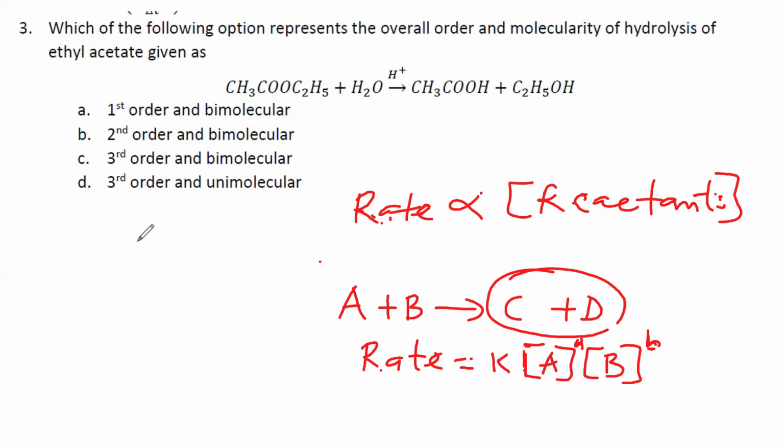It means here you have A to the power a, so a indicates A is of order a, and B is of order b. To get the overall order of the reaction, you add a plus b. This a plus b will give you an idea of what the overall order of the reaction is going to be.